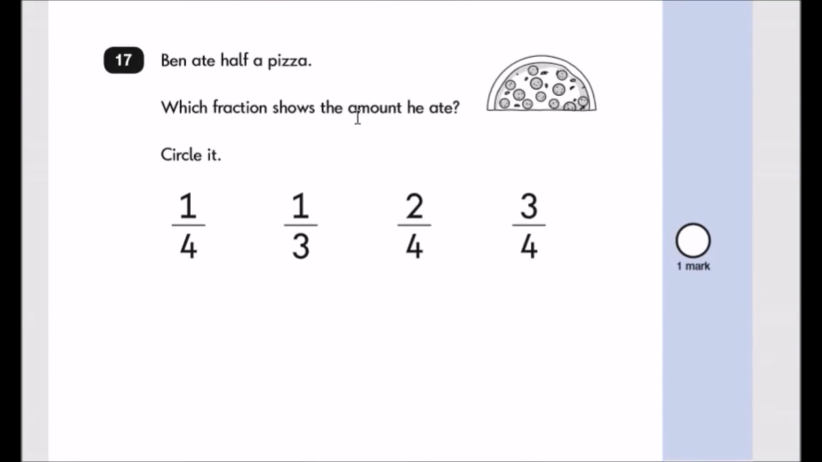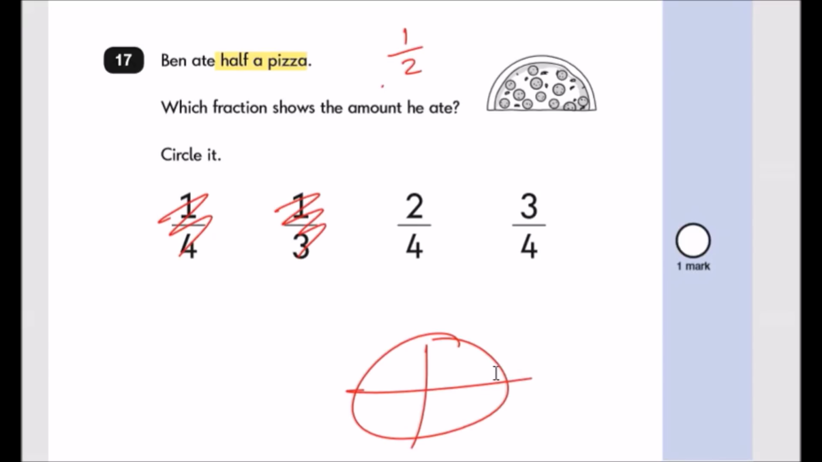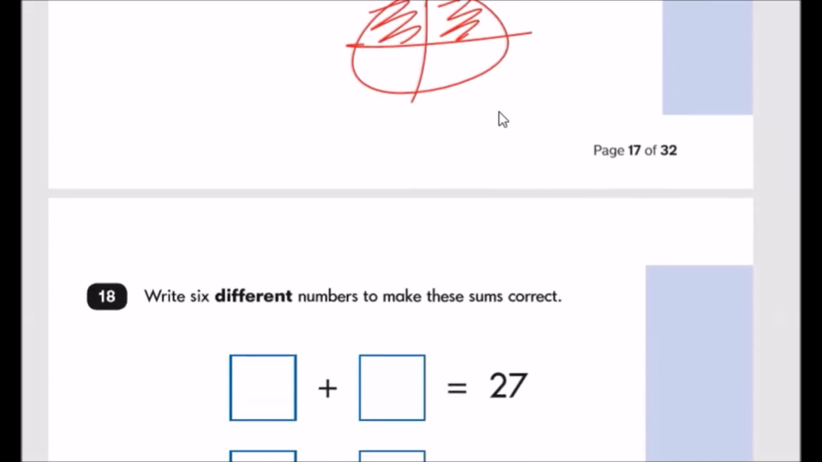So Ben ate half a pizza. Which fraction shows the amount he ate? So what is half? Half is written in one way, guys, which is 1 over 2, or any equivalent fractions. So let's look at quarter, nope. Third, nope. 2 quarters, well, actually, yes. Because if you split a piece into 2 quarters, say here and here, you get half. So this is good. 3 quarters, nope.